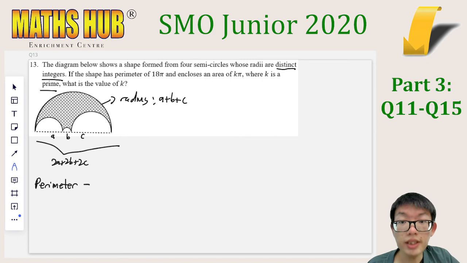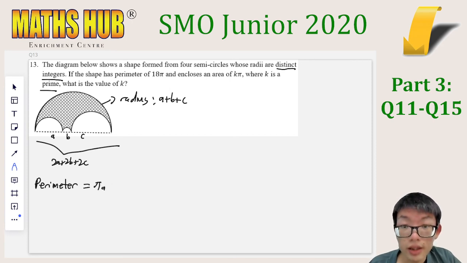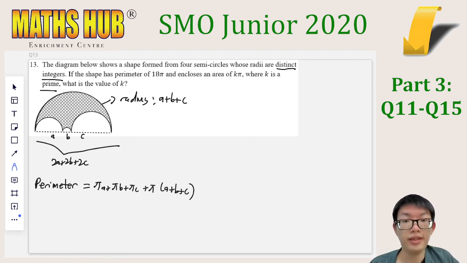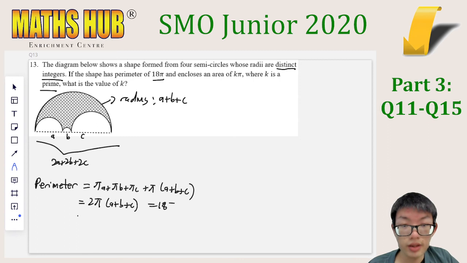The perimeter is equal to 2 pi r for a whole circle, so pi times r for a semicircle. So pi A plus pi B plus pi C plus pi times (A plus B plus C). We can group this together as 2 pi times (A plus B plus C), and this is 18 pi. So therefore, A plus B plus C is equal to 9.